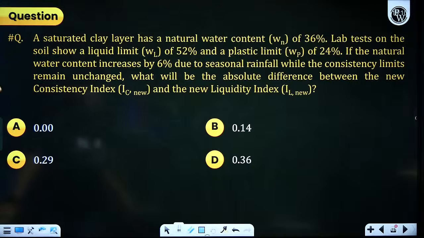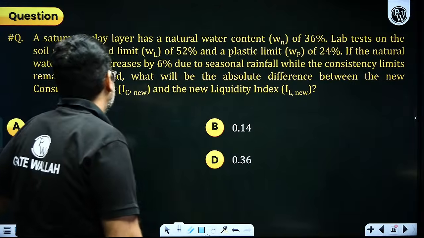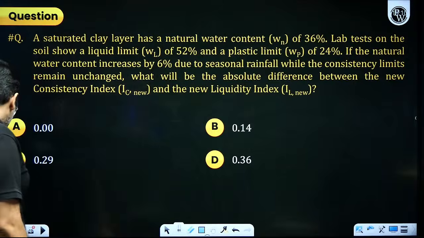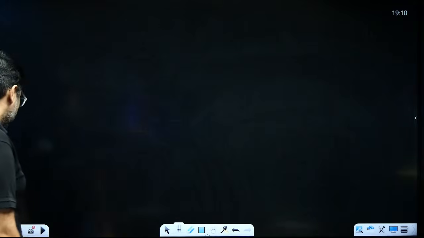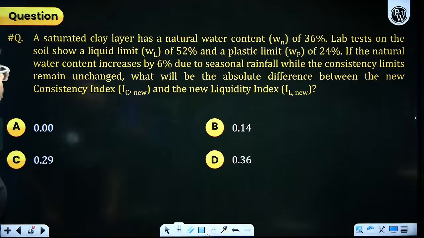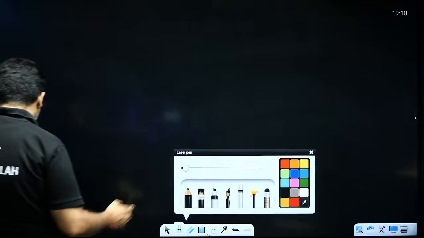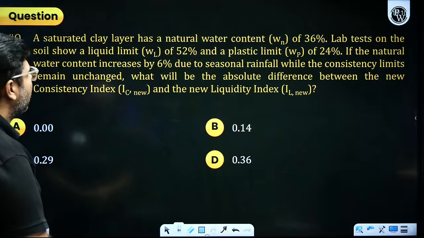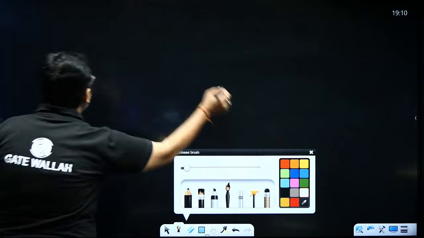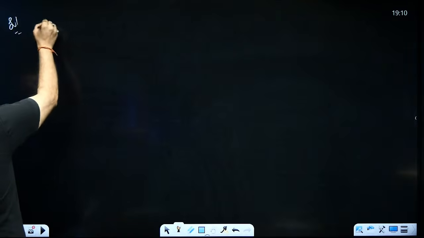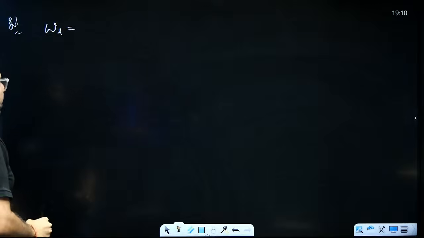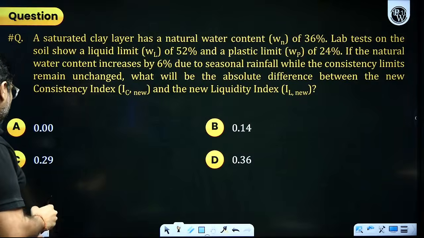Let's see, C is the answer you are getting, C is the correct answer, beta. So let us try to solve this. A saturated clay layer has a natural moisture content given. The natural moisture content was given, and the lab test showed me the liquid limit as well as the plastic limit. Liquid limit is how much? That is 52%.